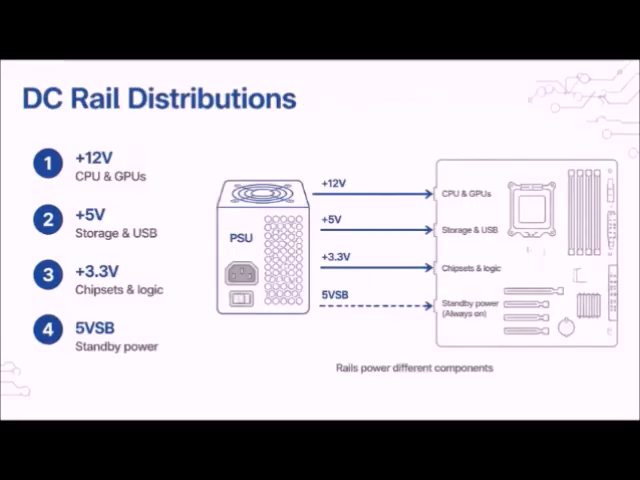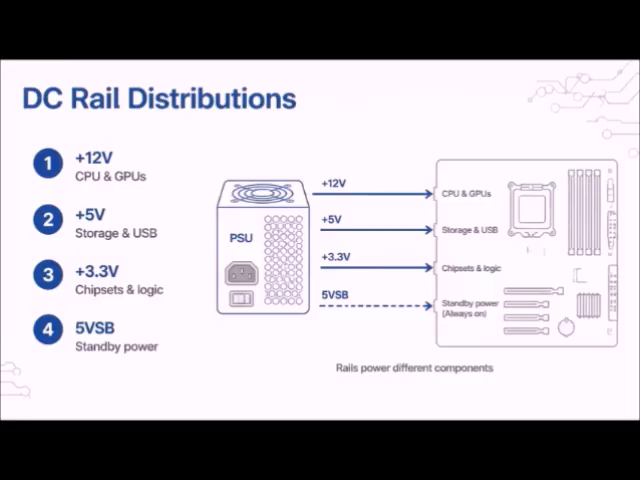DC rail distributions. Output lines supply +3.3V, +5V, powering integrated motherboard logic chips, and +12V, delivering power to high-draw components like cooling fans, mechanical drives, and PCIe graphics expansion cards.